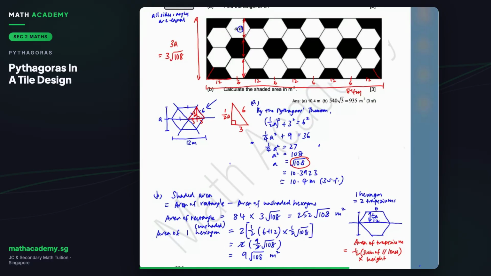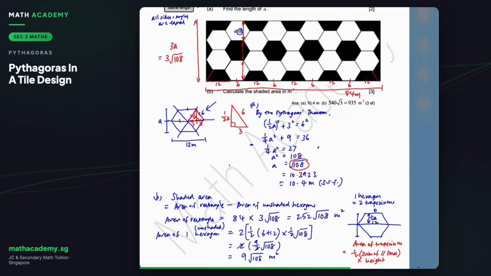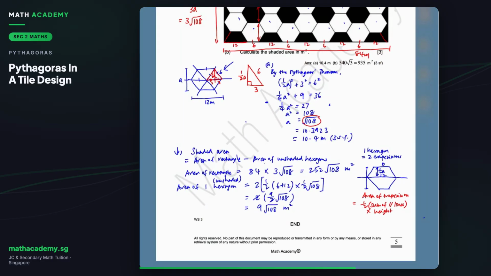Coming back to the diagram again, when we look at the unshaded hexagons and you do a quick count, 1, 2, 3, up to 18. So there are 18 of them. So the area of the unshaded hexagons: take 18 times your 9 root of 108. That's going to give you 162 root of 108 square meters.